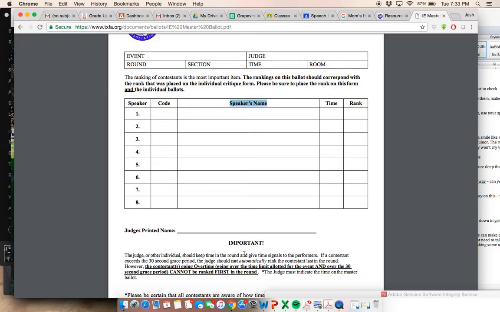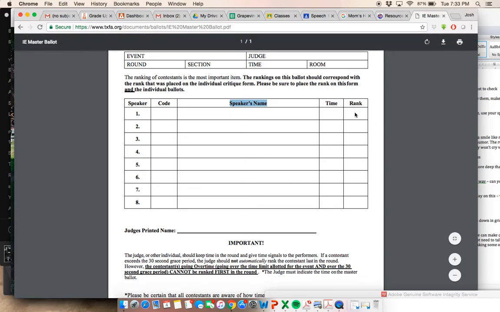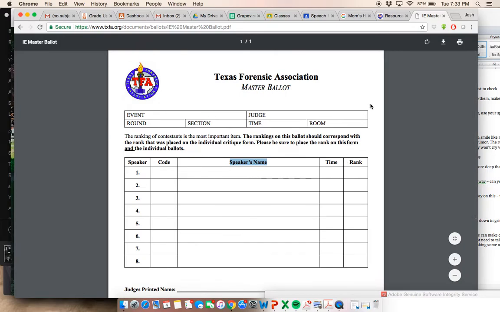Talking about time signals, in almost every event with the exception of poetry and prose, the time is 8 to 10 minutes with a 30-second grace. Most students are going to ask for 3 down, fist at grace, which means at 7 minutes, you'll hold up 3 fingers. At 8, 2, 9, 1, and then put up a fist at 10 minutes. Whatever their time is, you'll write that right here. When the round is over, you will rank them on this sheet and on the individual ballot, which we're about to get to. So let's talk about individual ballots.